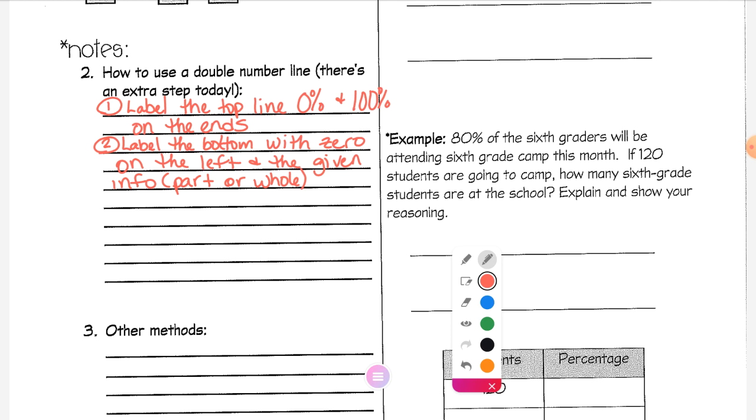If it gives us our whole, where do you think it'll go? Leo? Not in the middle. If I said 100% of the school are girls, there are 150 kids in the school. Yeah, it'll go at the end. So we're going to make some side notes here. If given whole, put at far right under 100%.